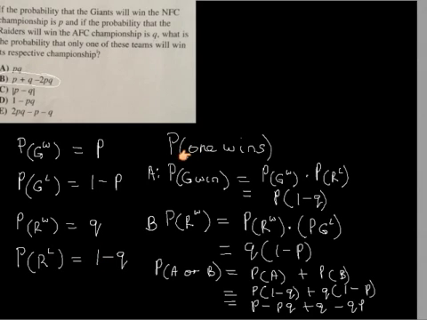The probability that one wins means that the other one must lose. Let event A be the Giants winning, which is the probability of Giants winning times the probability of Raiders losing. Let event B be the Raiders winning, which is the probability of Raiders winning times the probability of Giants losing. Because Raiders can only win if Giants lose, and Giants can only win if Raiders lose. So we have P times 1 minus Q for Giants winning, and Q times 1 minus P for Raiders winning.